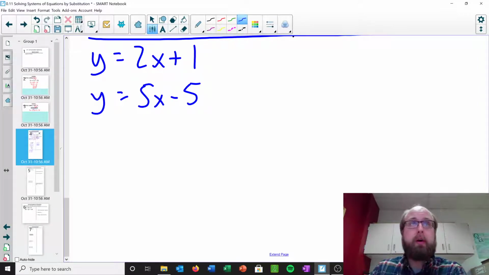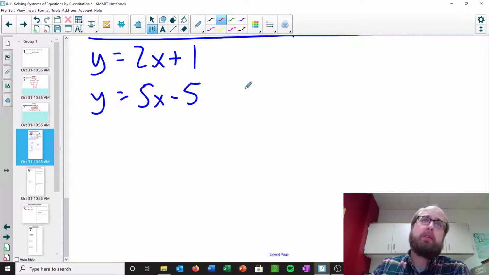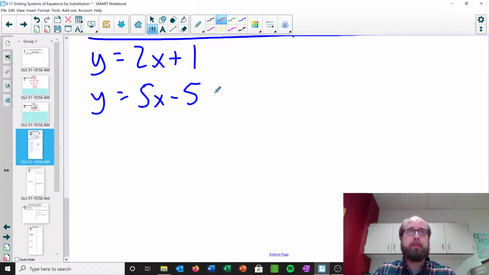Now I just want to talk about one specific example with substitution that students often get confused by. So this one I've got y equals 2x plus 1 and y equals 5x minus 5. All right, and we want to use substitution. And what gets students confused is, all our other examples, only one of our equations had y equals. But in this case, both of them do. Okay? And they want to know, okay, how would I handle this?